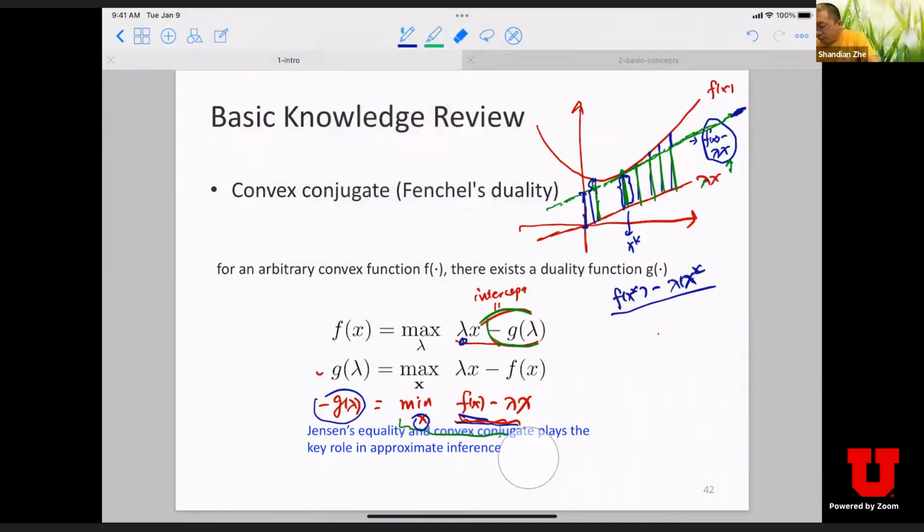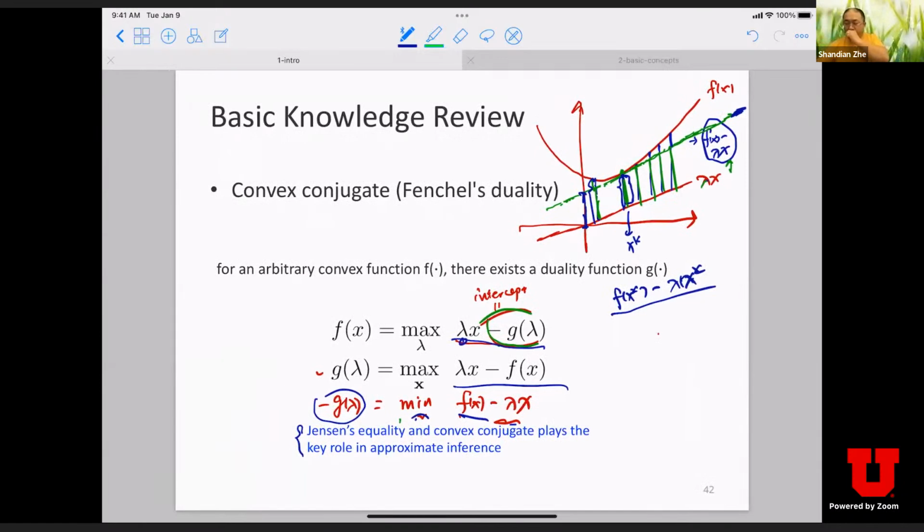So why do we introduce this so-called convex conjugate? Because Jensen's inequality and the convex conjugate will play a key role in approximate inference. When we talk about approximate inference, we won't draw this line again or explain the geometric meaning; that is not necessary. All you do at that time is maximize this, take the derivative, set it to 0, and get the form. I just want to give you some geometric meaning to strengthen your idea about this.